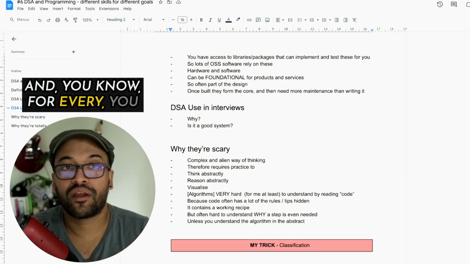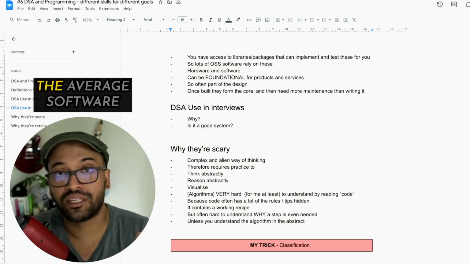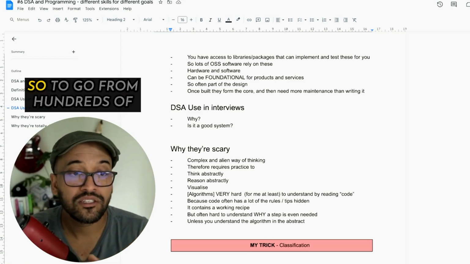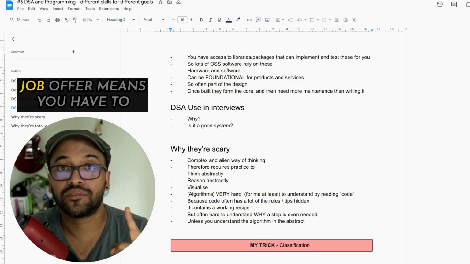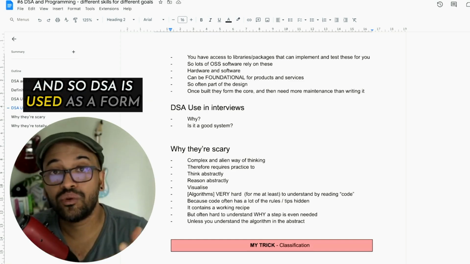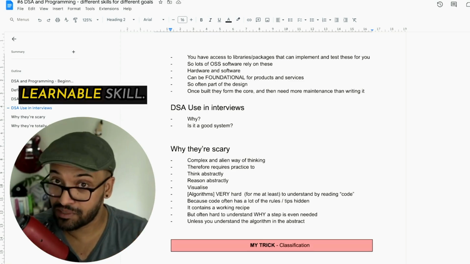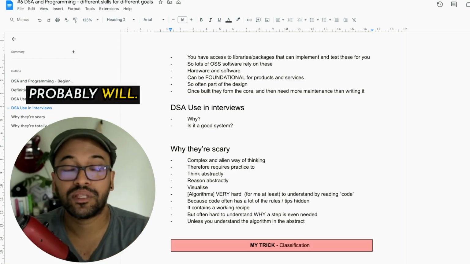And for every role these days, you'll have hundreds of applicants for the average software role, and only one person is going to get the job offer, right? So to go from hundreds of applicants to one selected job offer means you have to filter everybody else out. And so DSAs are used as a form of filtering. Either you can understand and solve the problem, and it's a learnable skill. So don't get frustrated if you can't right now. In a few months, you probably will.